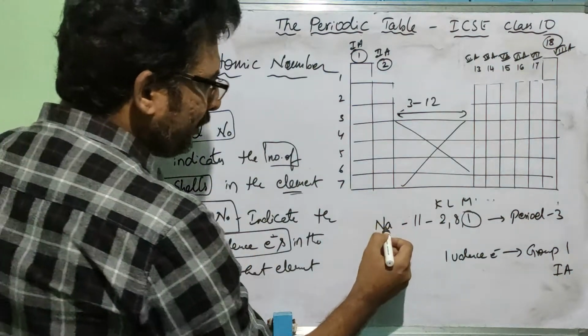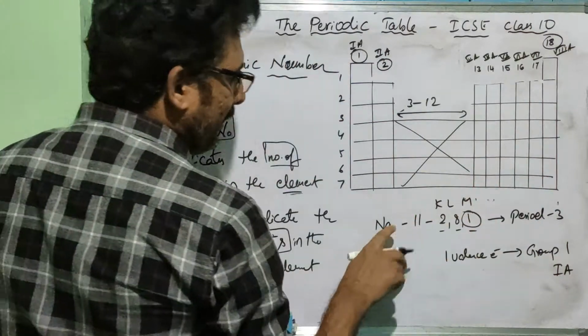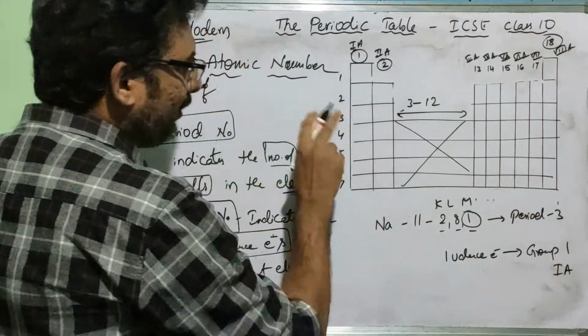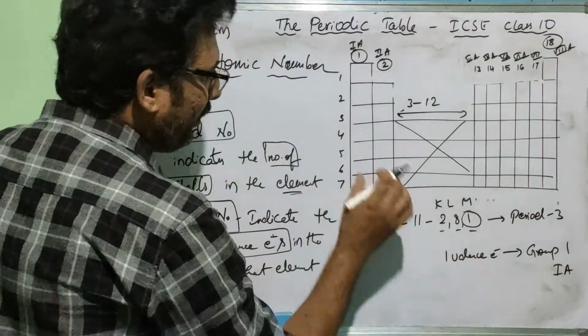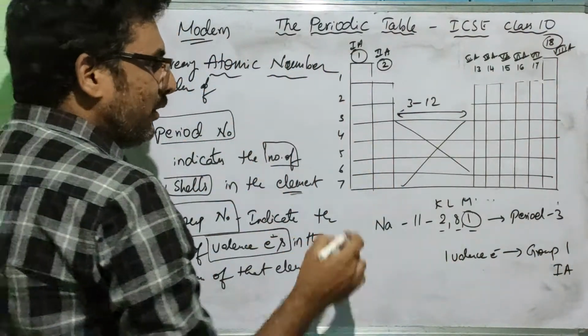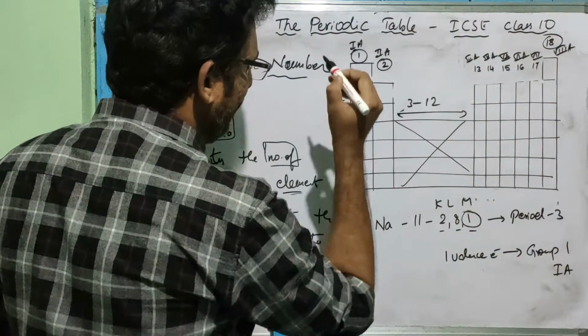Okay. So here sodium has 3 shells. So the position of sodium will be in the 3rd period and it has 1 valence electron. So it will go to first group. So 3rd shell and first group. So sodium is placed over here.